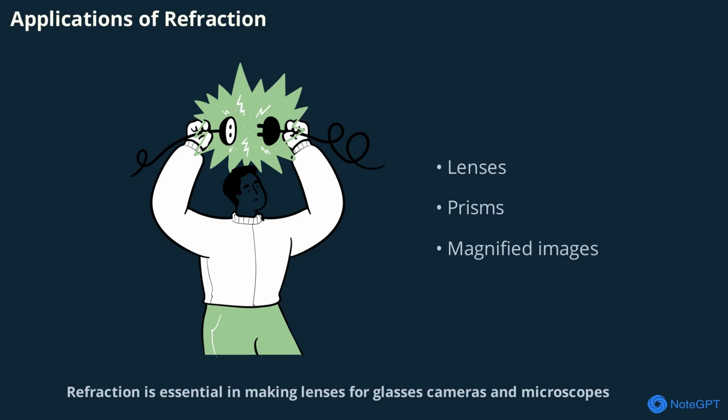Refraction is essential in making lenses for glasses, cameras, and microscopes. It allows us to focus light and create magnified images. Refraction is also used in prisms to split light into colors, helping us understand the spectrum and study light's properties.